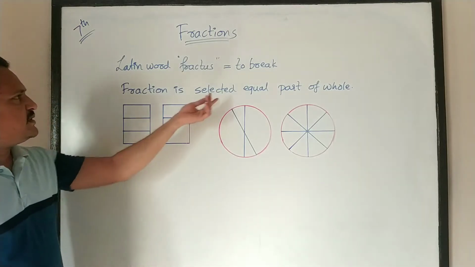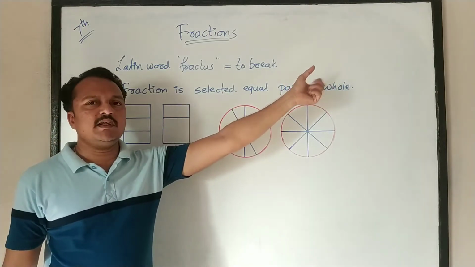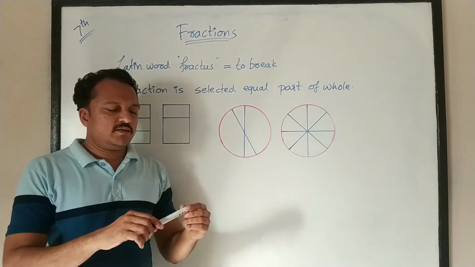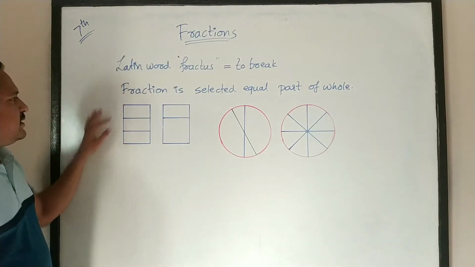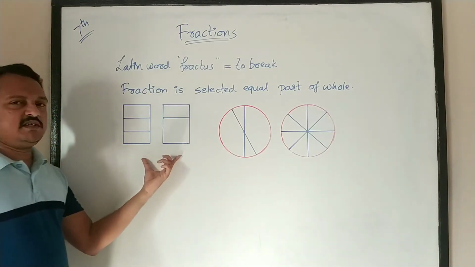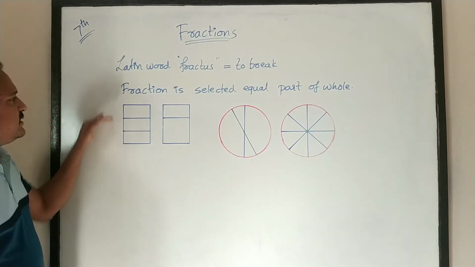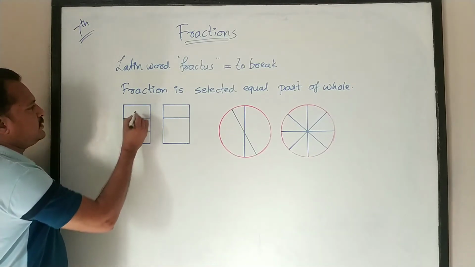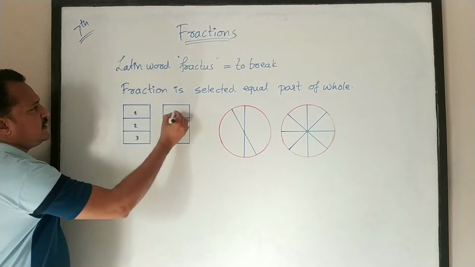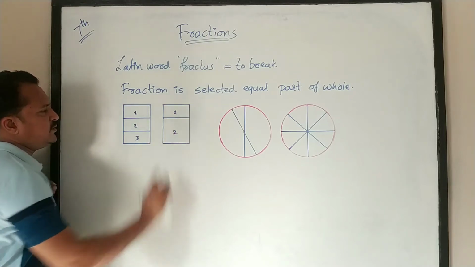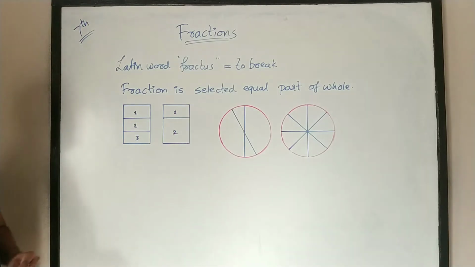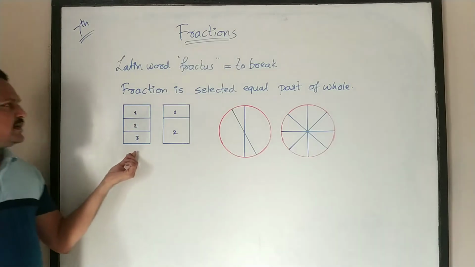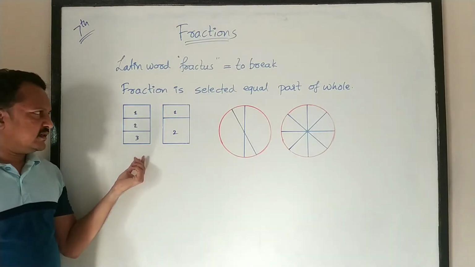What is the meaning of this selected equal part of the whole? That we have to understand. So first we have taken one same object, two different objects we have taken here. Initially here we have made 1, 2 and 3 parts, and here we have made 1 and 2 parts. Then which one is the correct representation of the fraction here?